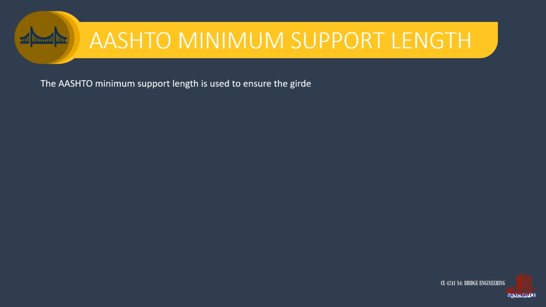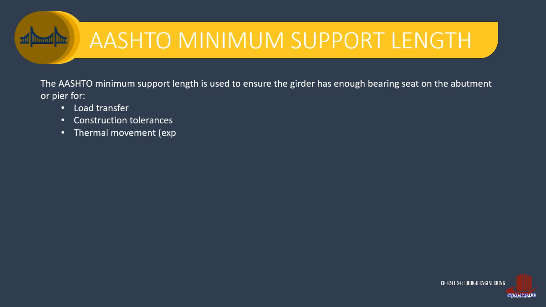It matters less when the bridge is longer than needed, but the AASHTO has adopted a minimum support length. This stipulation aims to ensure the girder has enough bearing seat on the abutments if we are talking about simple span bridges, or on piers for continuous bridges. This length is computed to define safety during load transfer. It is also for construction tolerances, and again, safety with thermal movement.